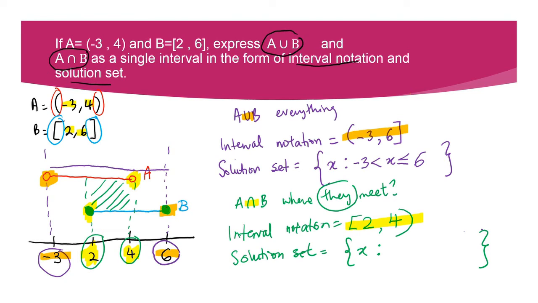I have the numbers, the smaller number first, that is 2. Look at the bracket at 2. It is a closed bracket. So the symbol will have an equality sign. So this is less than or equal to. This is a combined inequality. So I have x. The next number is 4. Look at the bracket at 4. Open bracket. So open bracket means that it is just less than. This is for my A intersect B.